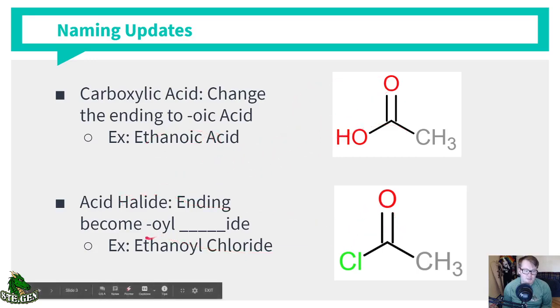And then this one here, this is an acid halide. You change the ending to oyl blank-ide, where the blank is whatever the halogen is. So chloride, fluoride, bromide, iodide, etc. So this one is methyl ethyl. So this would be ethane. Again, we still got that ethane, but now it's oyl chloride, ethanoyl chloride.